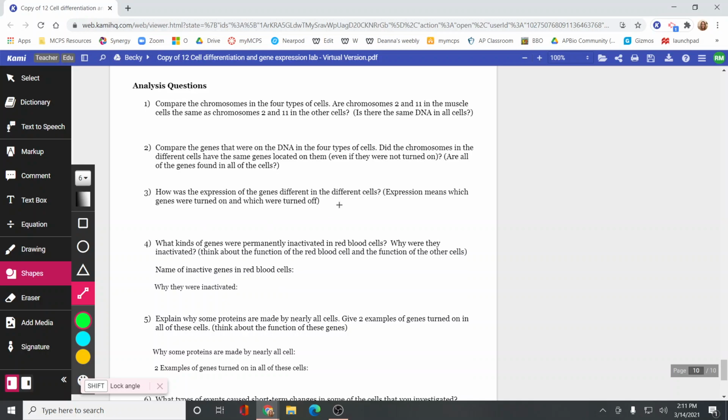Okay? So the question is, was there different expression of genes? Did some have some on and some have different ones off? What kind of genes were permanently inactivated in red blood cells, and why were they inactivated?